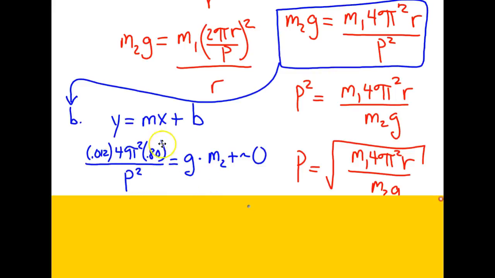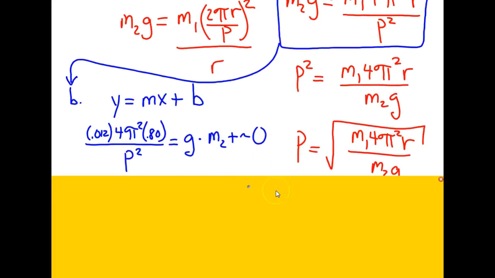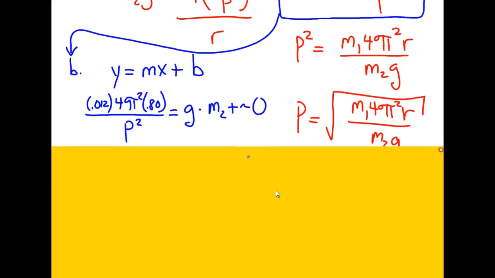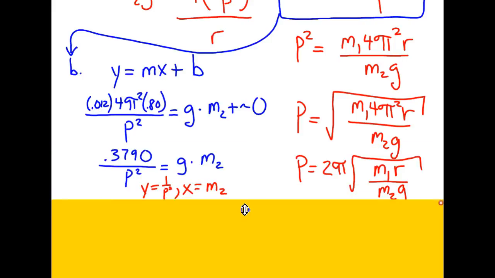Okay? Notice I've subbed in the constants here. So you've got 1 over p squared equals g, m, times m2, x, plus 0. Now, what does that mean then? What quantities would we have to graph? Our y is going to be 1 over p squared. Our x variable is going to be m2.